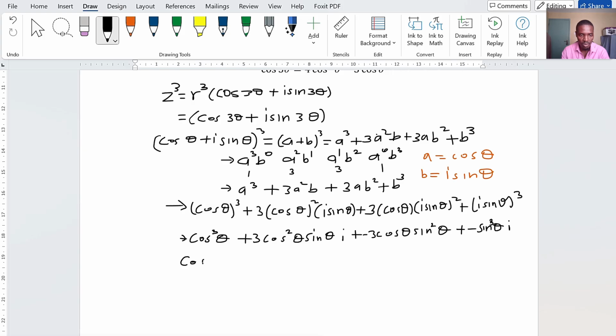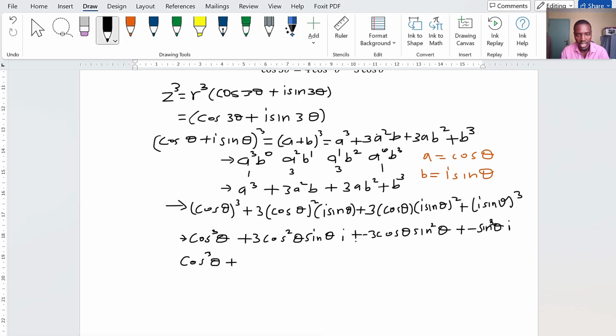So we have cos cubed theta plus 3 cos, if you like, we can put i in front, let me just maintain it. So plus 3 cos squared theta, then sine theta. The whole thing here is i. So we can pull i together. I think that was the best thing. Let's bring the real part together and the imaginary part together.